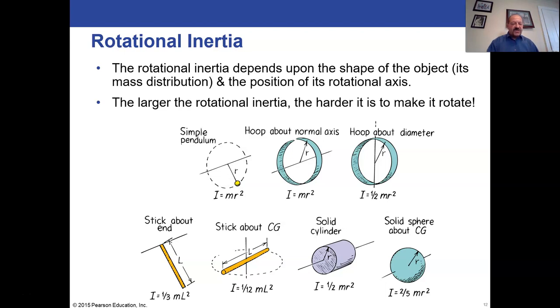In the first 2 cases, it's just 1 mr squared for the pendulum and for the hoop with the normal axis. Whereas the hoop with the diameter is 1/2, the solid cylinder is 1/2, and the solid sphere is 2/5. So you can compare inertias by just those constants. It tells you which one has higher or which one has lower, as long as they have the same radius dimensions and the same total mass.